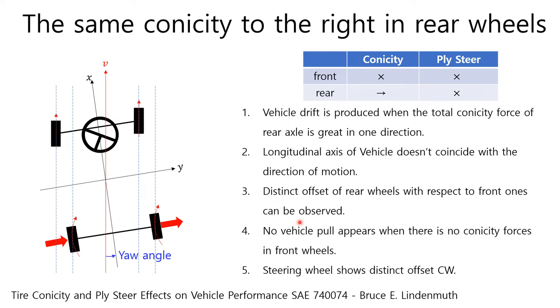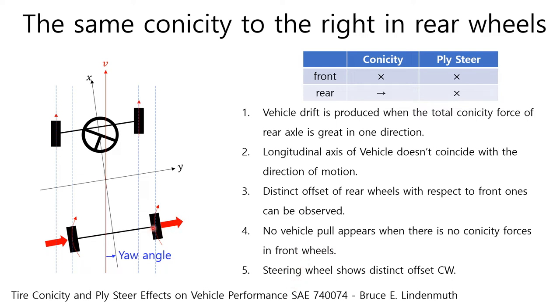What if the rear wheels had conicity and ply steer? Here we have a famous research paper on this question based on extensive testing. This is well documented in the Rinderknecht SAE paper 740704, Tire Conicity and Ply Steer Effects on Vehicle Performance. Therefore, from now on, I will explain by referring to the contents of this paper.